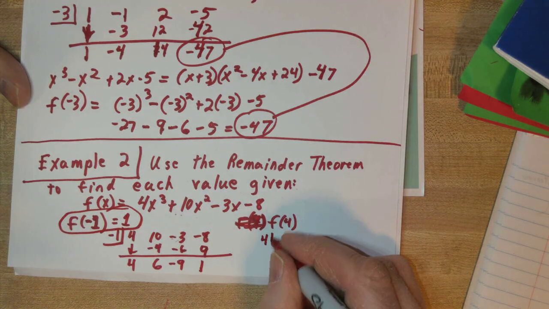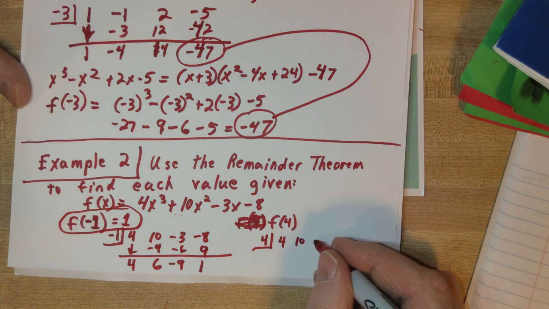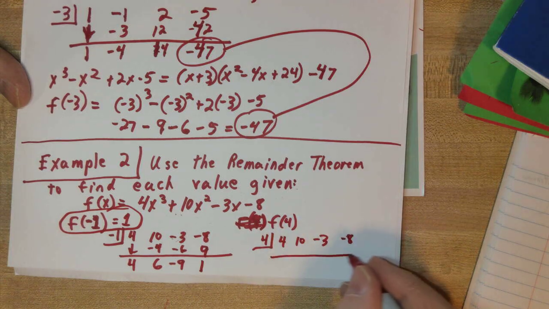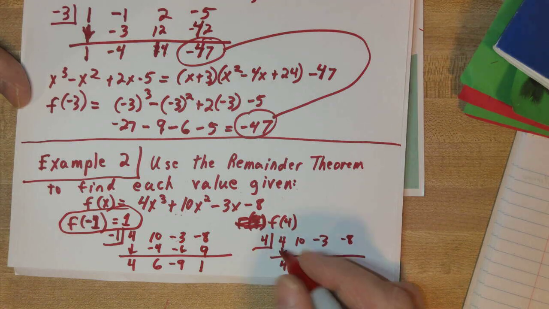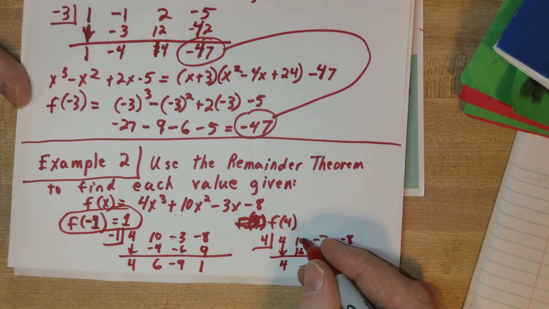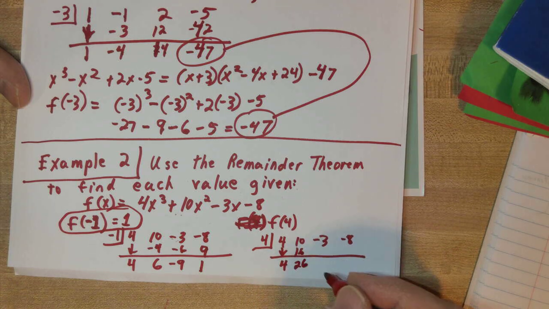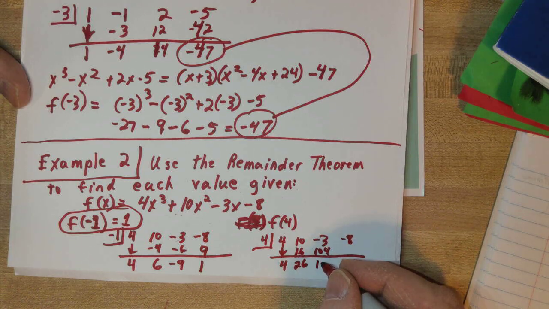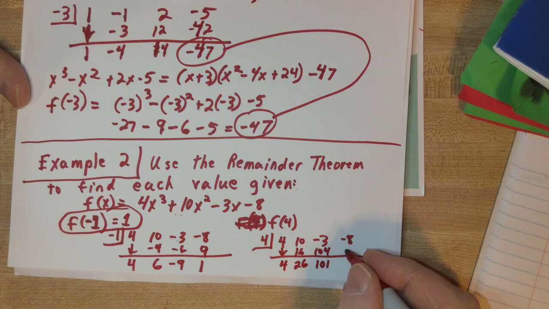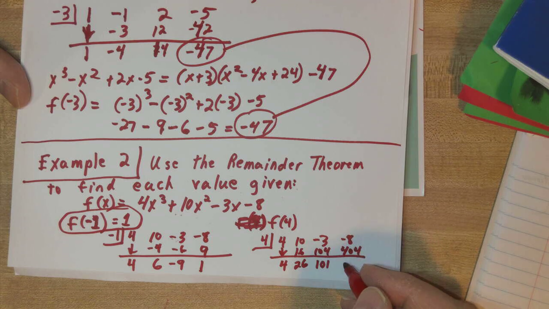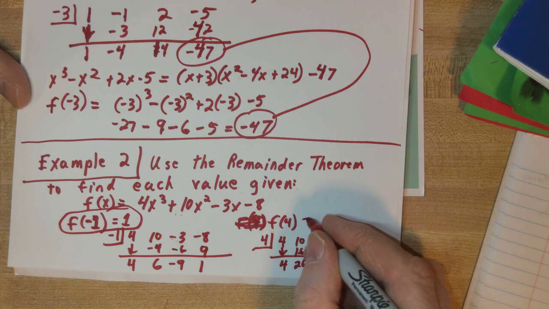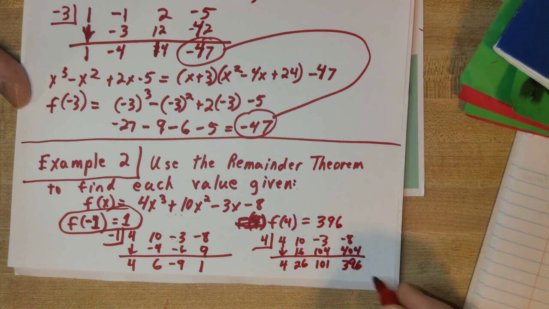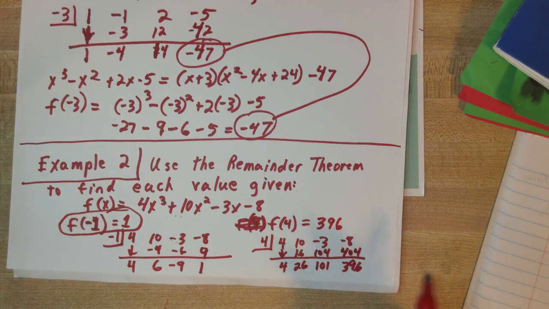All right, this one, let's put the 4 in. Still use the 4, 10, negative 3, and negative 8 for our coefficients. And I bring the 4 down here. 4 times 4 is 16. 10 plus 16 is 26. 4 times 26 is 104. Negative 3 plus 104 is 101. 4 times 101 is 404. 404 minus 8 is 396. So I'm saying f of 4 is equal to 396 because it's the remainder when we use the synthetic division there.